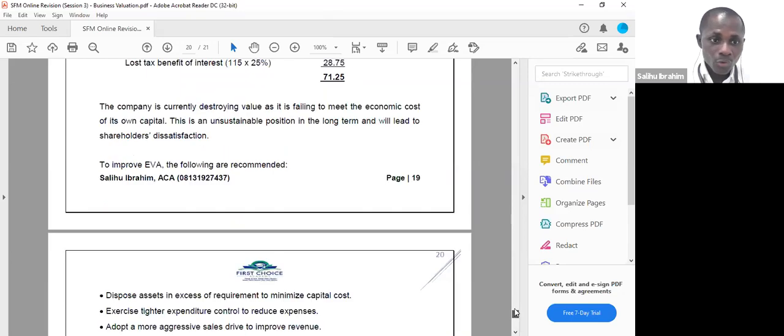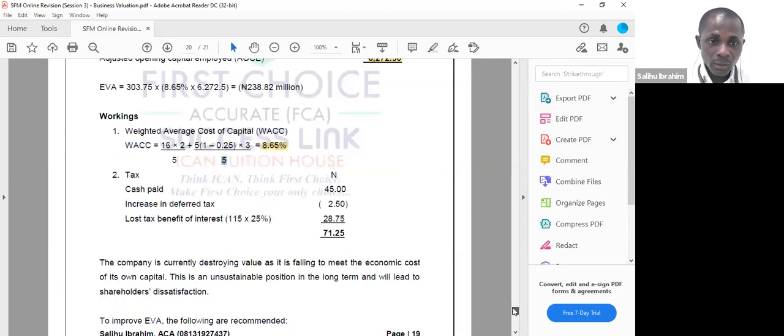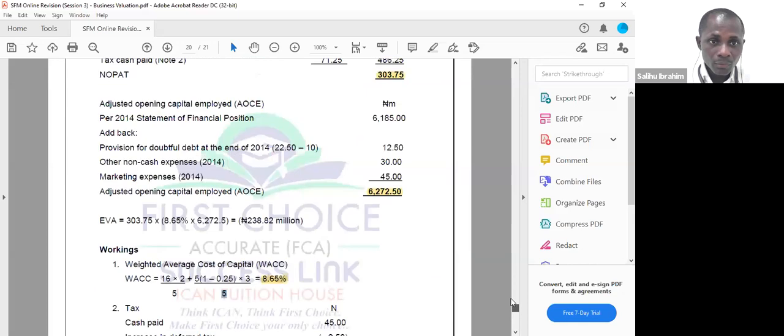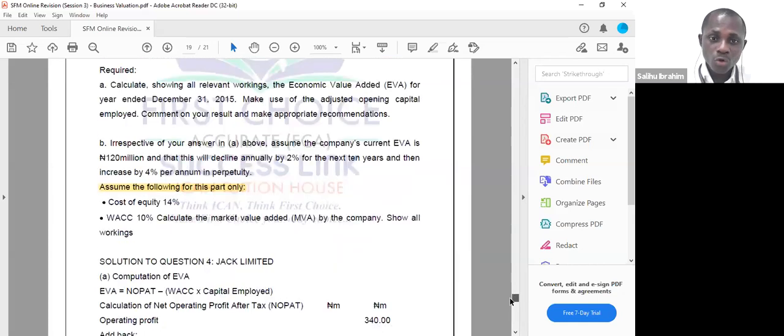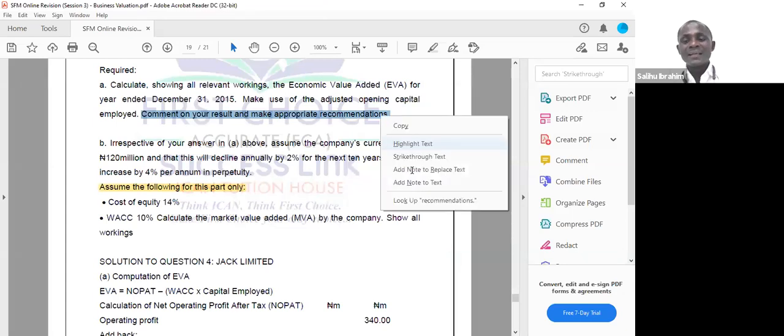Now, look at it. Comment on your result and make appropriate recommendations. So we are not done yet. The first part is computation. The second part is, even though I have commented, let's look at the comment again and the recommendations you may need to give the examiner.